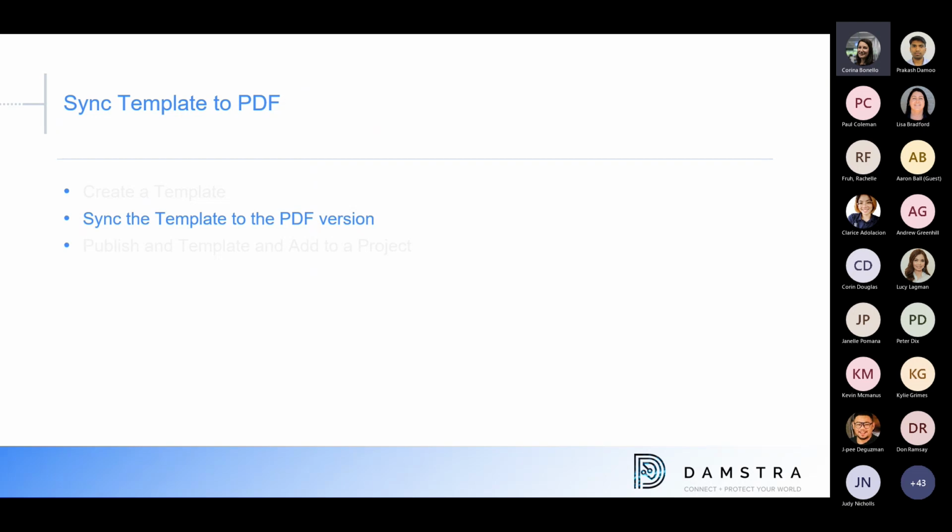So the next step that we need to do when we are creating our template is we want to sync it to the PDF version. Now, I want to make this clear. If you don't want any PDF versions of your forms, you don't need to do this step. You only need to do this step if you actually want to produce a PDF version of the form. Okay, so let's have a look at how we do this.